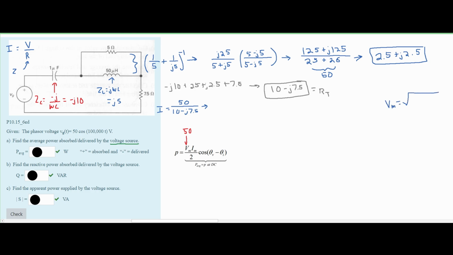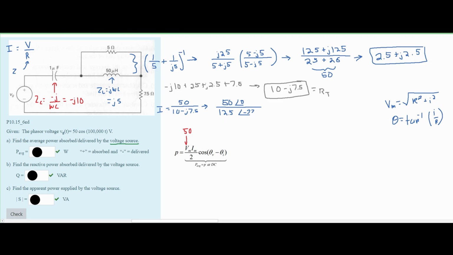We have Vm is equal to the square root of our real number squared plus our imaginary number squared. We have the angle equal to tangent negative 1, and then inside of here, we have our imaginary number divided by our real number. So we are going to use these formulas. This is going to be the polar form for our equation.